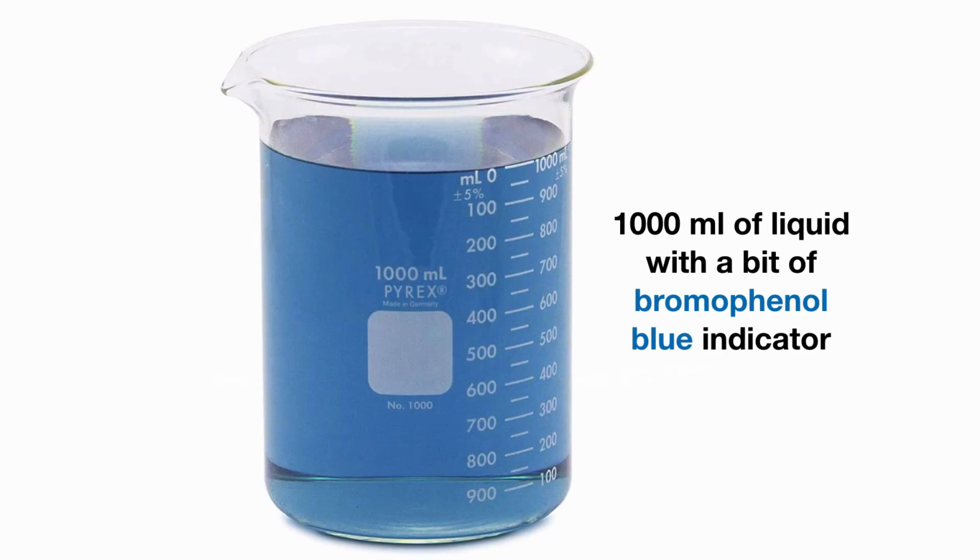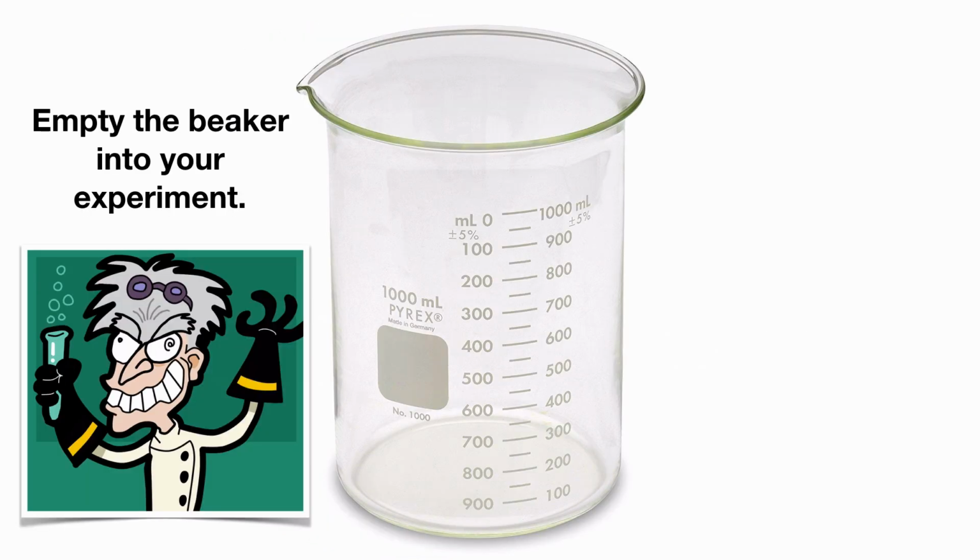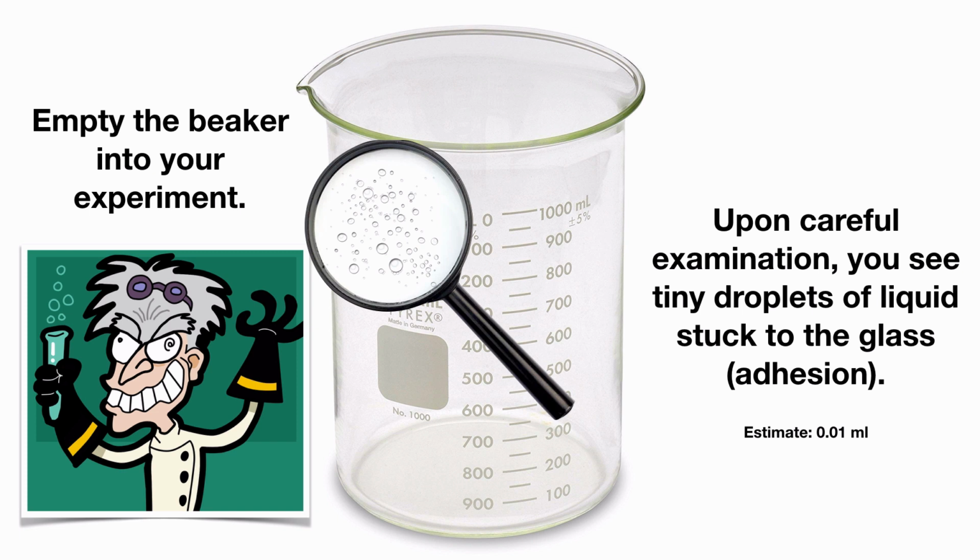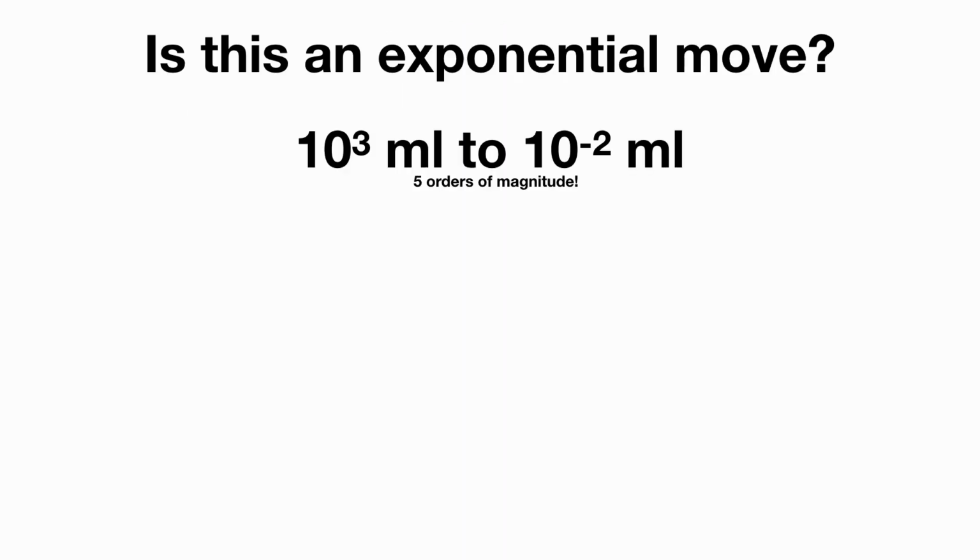So, well, let's do a practical example of that. You have 1,000 milliliters of liquid. All right, and then you pour it into your experiment. You empty your beaker into your experiment, meaning your beaker is now empty. But if you examine it, you see a couple tiny droplets of liquid, and you estimate it's around 1/100 of a milliliter. Okay, so here we have again 10 to the third, or 1,000, to 10 to the minus 2, or 1/100. So is this an exponential move when you poured your beaker out into your experiment?